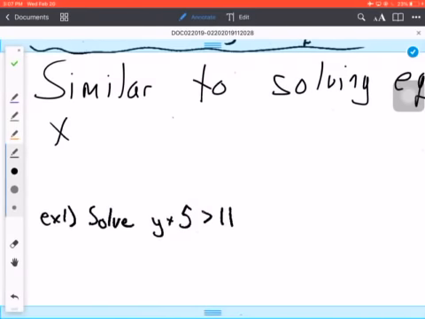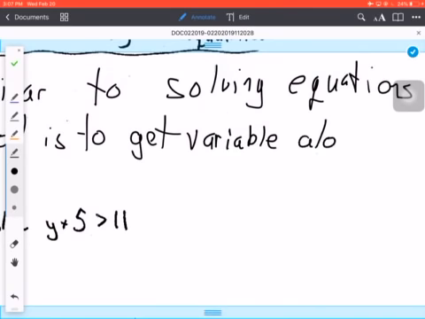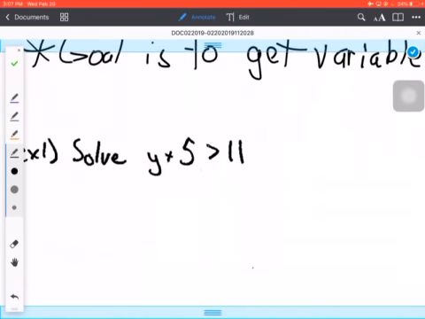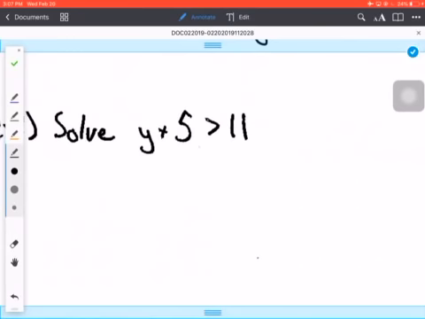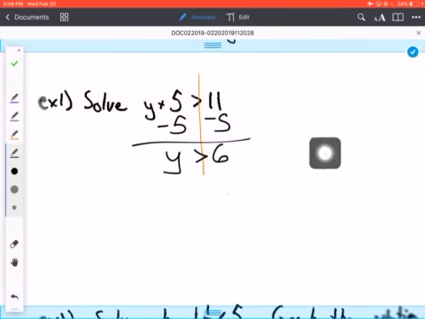So ultimately our goal is to get the variable alone. If we look at example 1 here, solving y plus 5 is greater than 11, we draw a line down the middle. In order to get y alone, I have to get rid of that plus 5, so I do its opposite, or subtract 5. And I get y is greater than 6. Again, exactly the same method that we used for solving equations. The only difference is this symbol in between.